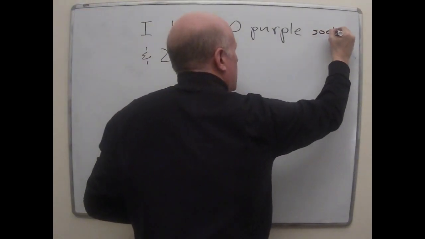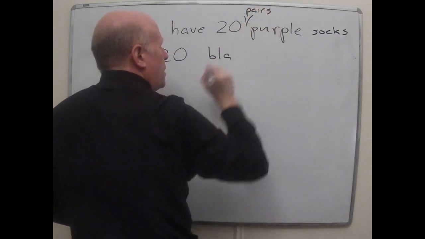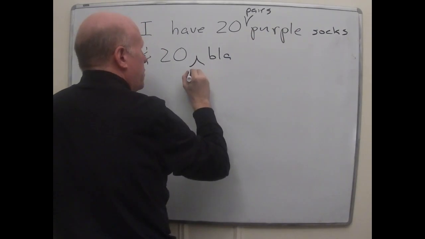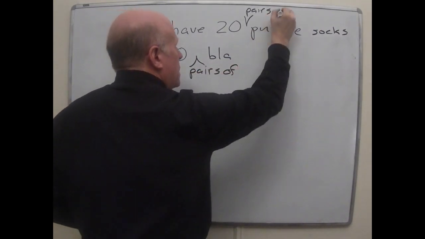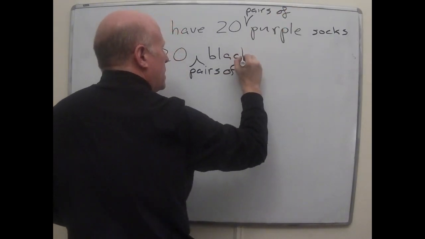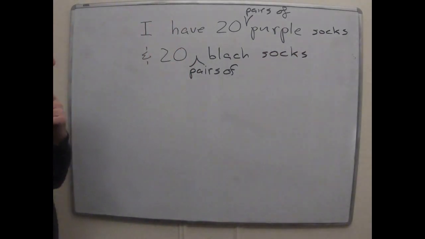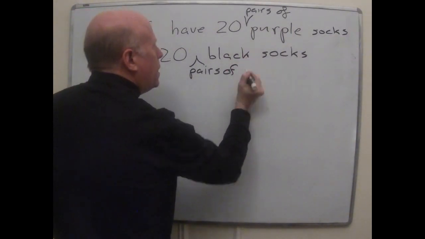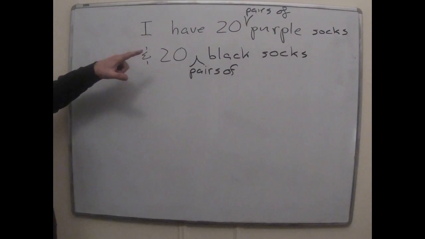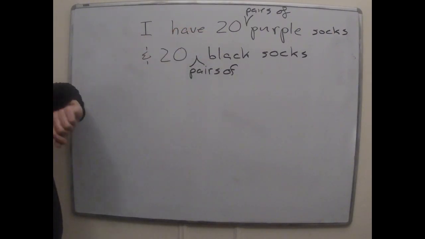I forgot the word. Maybe I ought to say pairs of. And 20 pairs of black socks. That's the strangest way to spell black I've ever done. Okay. Black socks. Okay. So there's a total of 40 purple socks and 40 black socks.